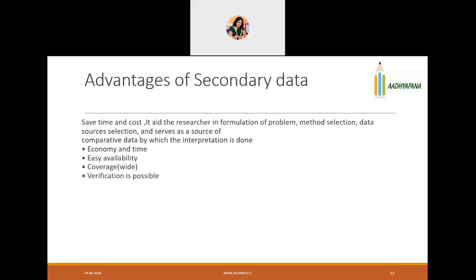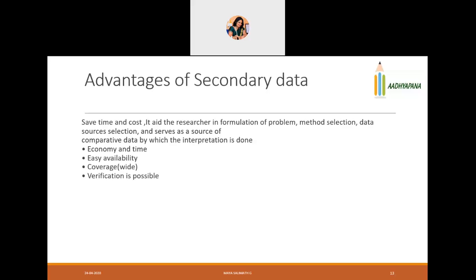Okay, the advantages of secondary data: it always saves time and cost. It helps the researcher to formulate the problems, identify the data collection methods and data collection sources, and it also helps you to compare the data. Secondary data is always economical. As said, it saves the cost and time.